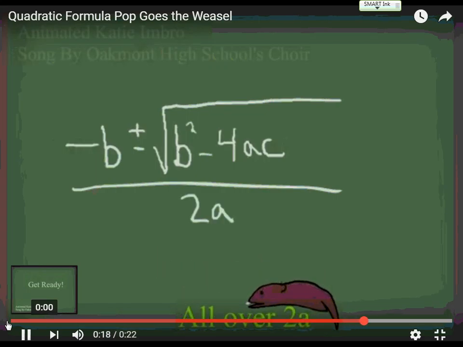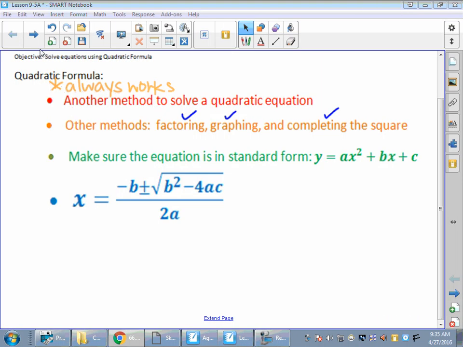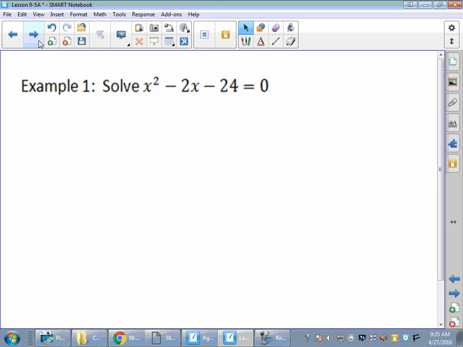There, I'll play it for you in class again too, because I know that's a really catchy tune. So, all right, let's keep working. So really for this section, what we need to do is practice. So let's do this first example. It'll come out nice and neat.